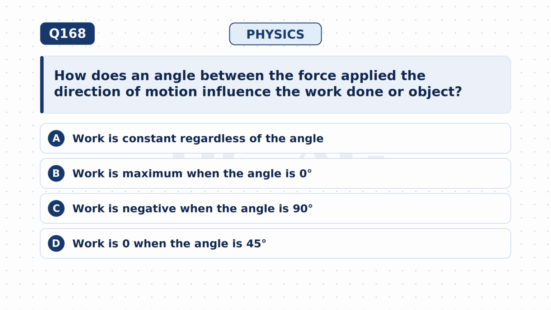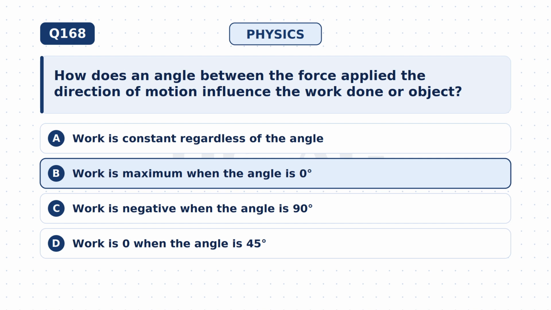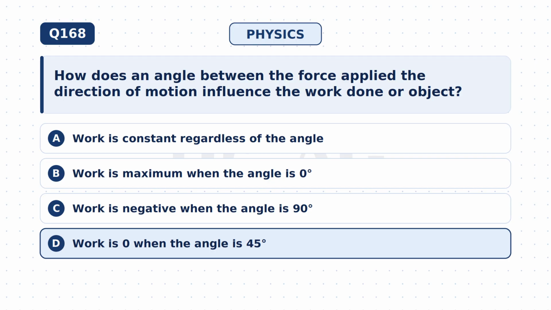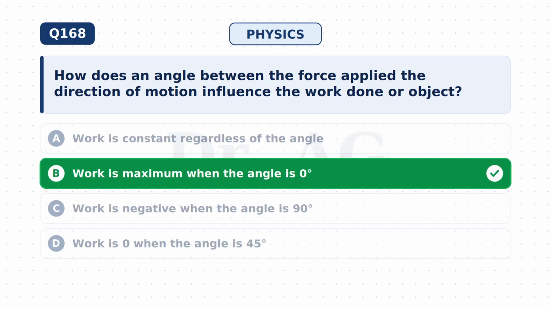Question 168. How does an angle between the force applied and the direction of motion influence the work done on an object? Option A, work is constant regardless of the angle. Option B, work is maximum when the angle is 0 degrees. Option C, work is negative when the angle is 90 degrees. Option D, work is 0 when the angle is 45 degrees. The correct answer is B. Work is maximum when the angle is 0 degrees.